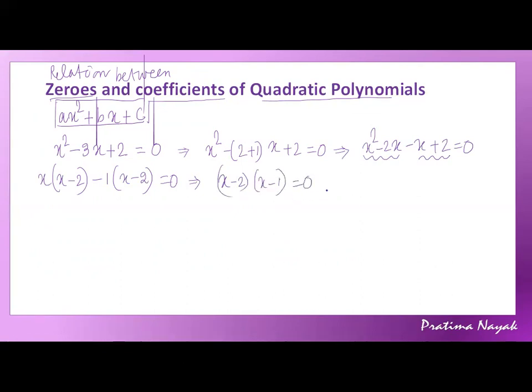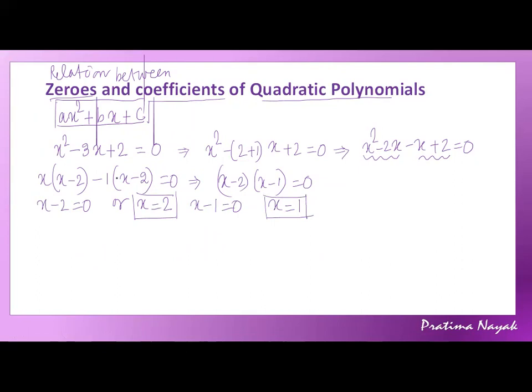So this gives two factors. One is x minus 2 is 0, or x is equal to 2. And when you take x minus 1 is 0, you get x is equal to 1. So there are two zeros. One is 2, another is 1.